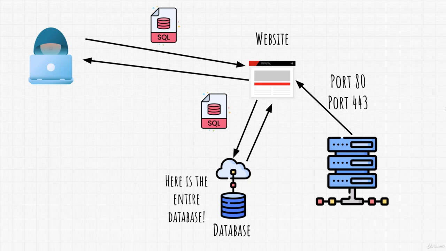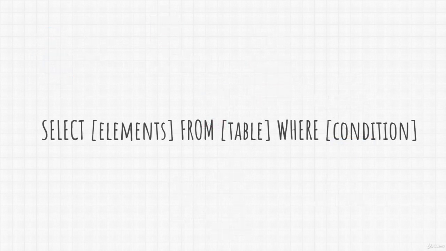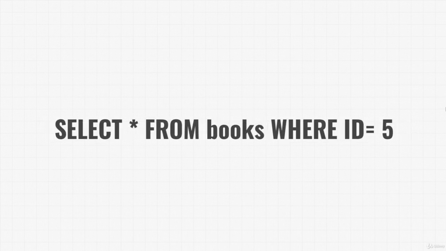An example of an SQL query that can be used to extract something from the database looks something like this. So it says select elements from table where condition. The things in the square brackets would get exchanged for elements and tables that are inside the database. So the real life command that a real website could potentially send to the database could look something like this. Select * from books where ID equals 5.